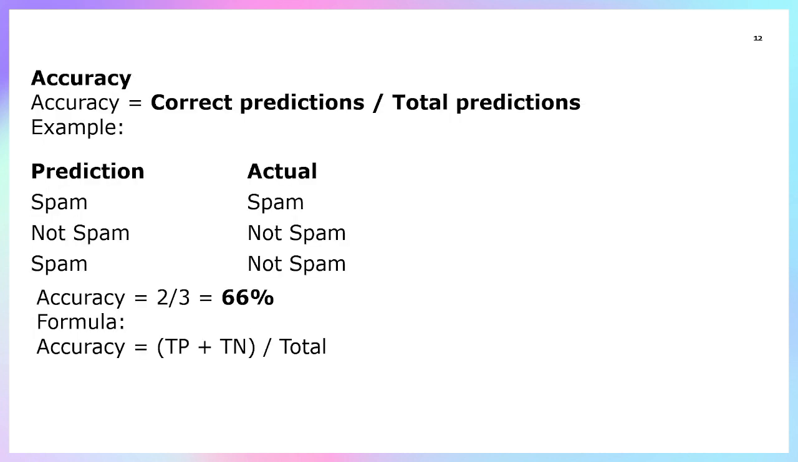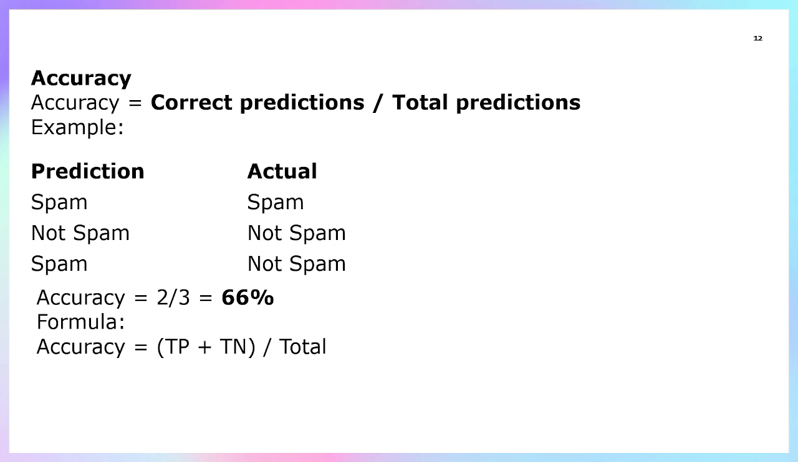For example, if you have three records, and two are correct, then two divided by three. If one is correct out of three, then one divided by three. For example, here we have three scenarios. One is that the mail is actually spam, right? And the prediction is also spam. Then that is true, this is a true positive.